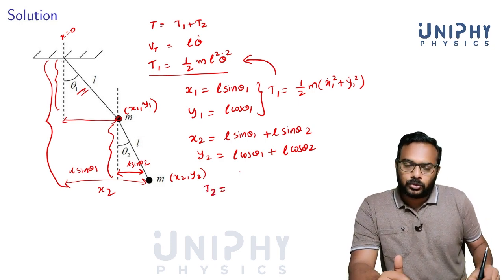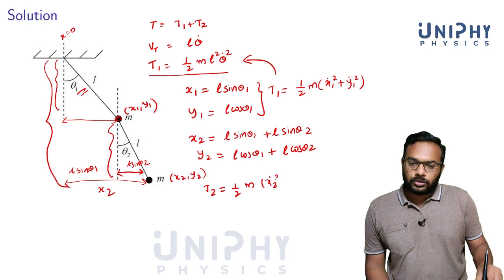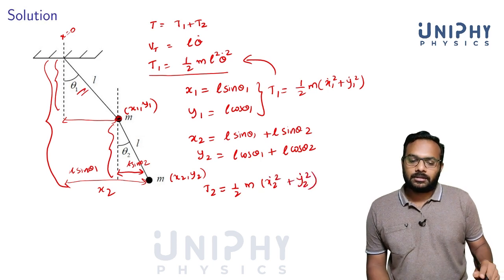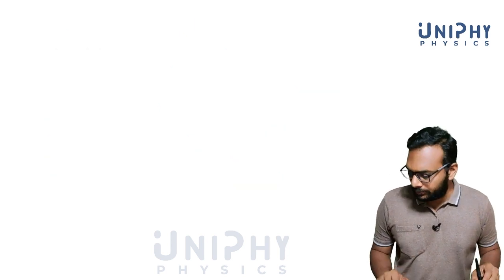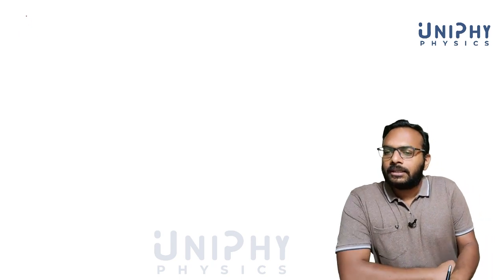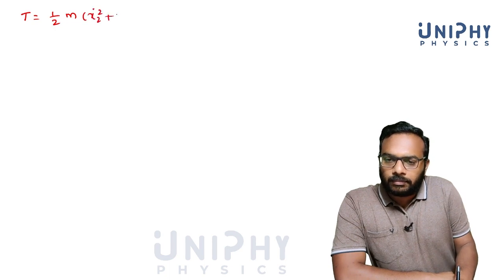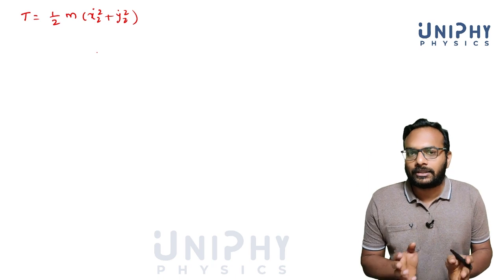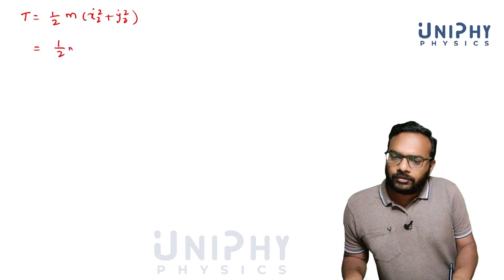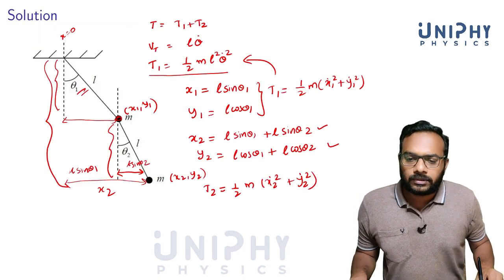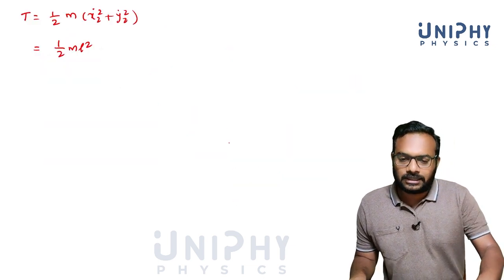We can write T2, the kinetic energy of the second mass, as half m times x2 dot square plus y2 dot square. Now you find x2 dot from here, y2 dot from here, and square them. So I'll write it here. We can write T is equal to half m x2 dot square plus y2 dot square. So we just substitute for x2 and y2 in here, and what do we get? We get half m l square, because there's a half m here, and this l square can be pulled outside, so we take half m l square.